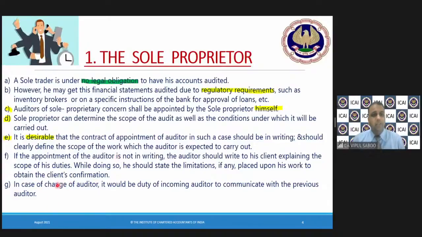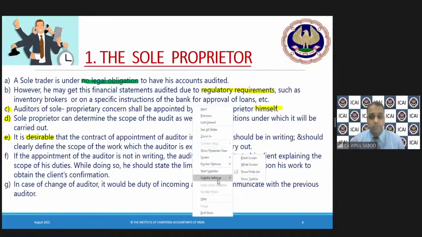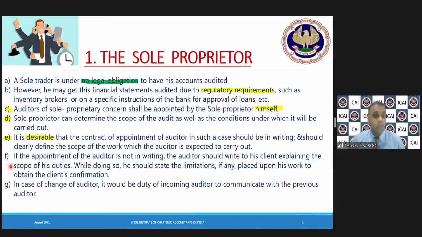And in the case of a change of auditor, it would be the duty of the incoming auditor to communicate with the previous auditor. This point is really, really important. In case of change of auditor, it would be the duty of the incoming auditor to communicate with the previous auditor.